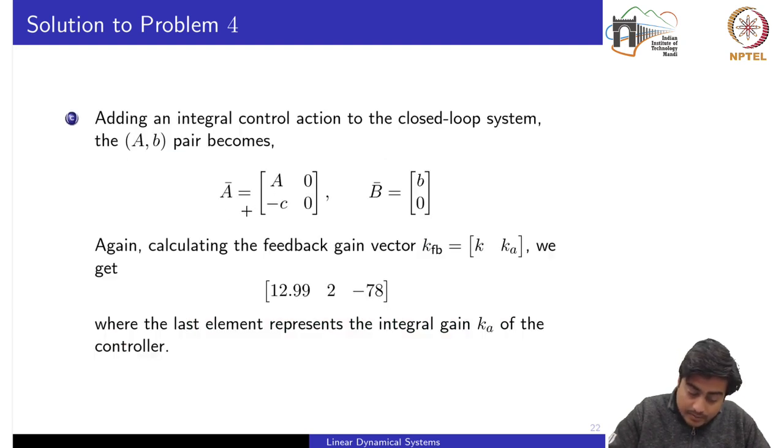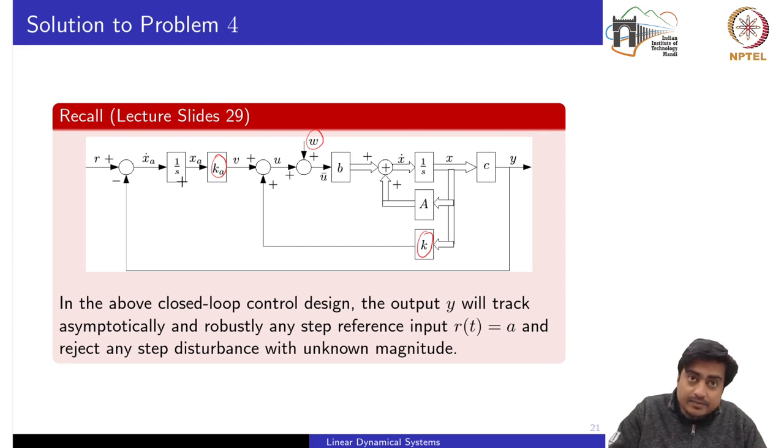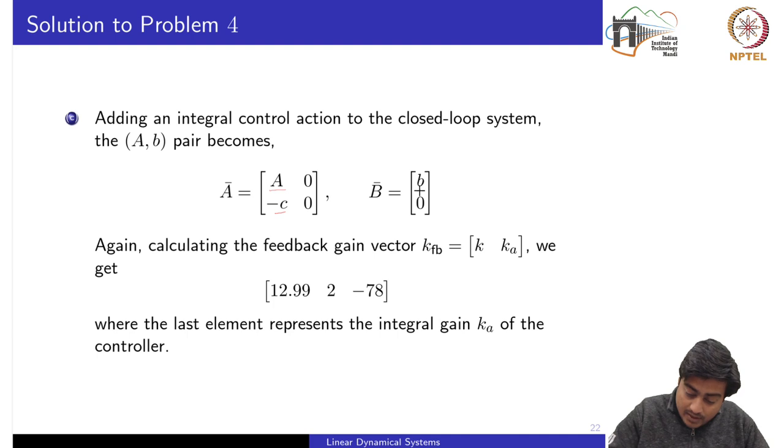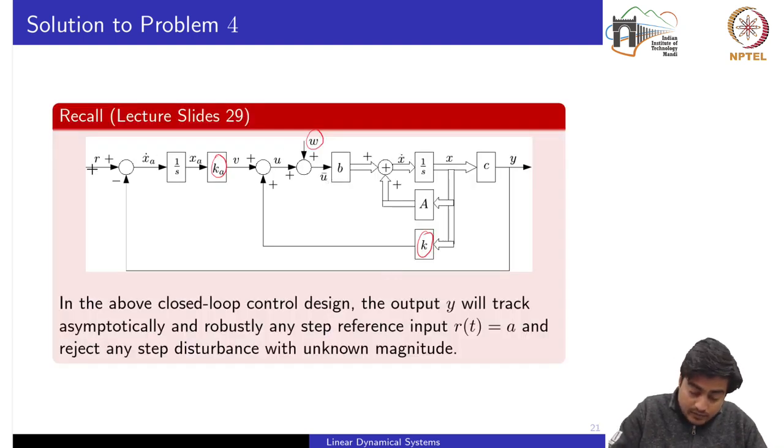we compute another pair, which is nothing but the augmented pair with the original system, because this integrator would now become a part of the plant, and this happens here. So here we computed two different matrices, A bar and B bar, and now we can calculate the feedback gain vector for this new pair A bar, B bar, and we can partition it as K and Ka, where K is the feedback part, and Ka is acting on the forward path from the reference signal.